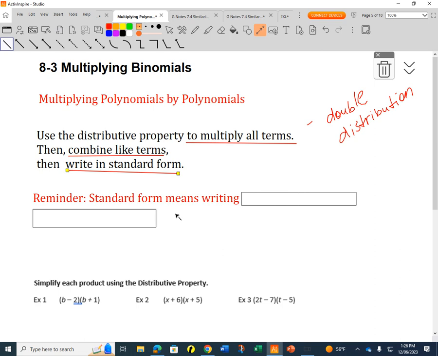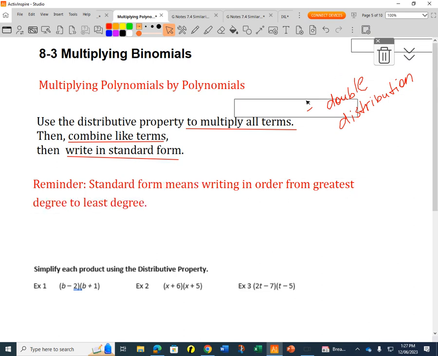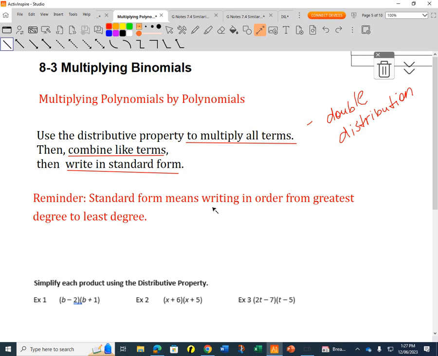So if you've forgotten what writing in standard form means, that means writing in order from greatest degree to least degree. So the term with the biggest degree first, and the term with the least degree last. You can remind me, you can use his translator. You can use his phone up on the screen if he wants. Alright, and standard form, remember, means writing in order from greatest degree to least degree. So the part that I'm underlining is the part that you're supposed to be adding.